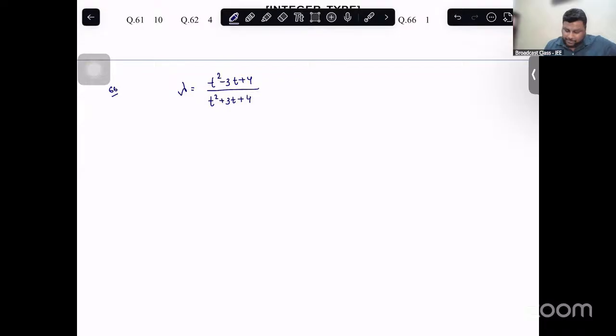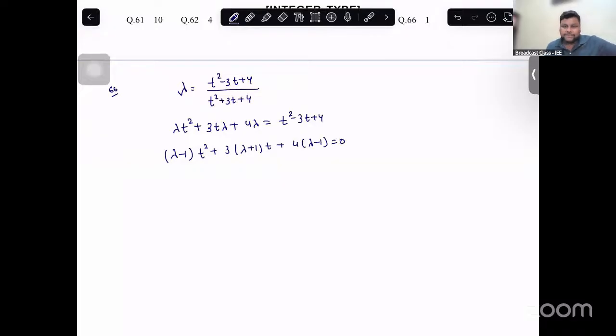So let's cross multiply. So it is lambda t square plus 3t lambda plus 4 lambda is t square minus 3t plus 4. Correct? So it is (lambda minus 1) t square plus 3 times (lambda plus 1) into t plus 4 times (lambda minus 1) is going to be 0.